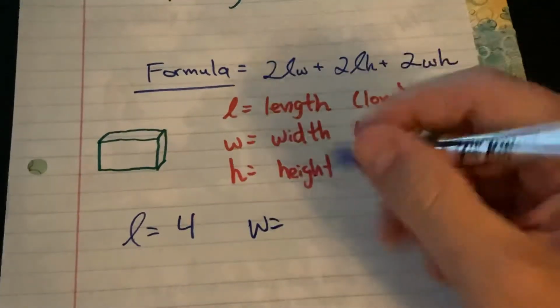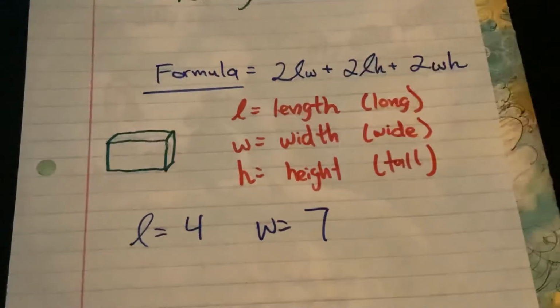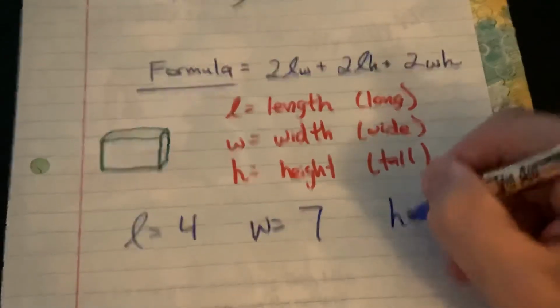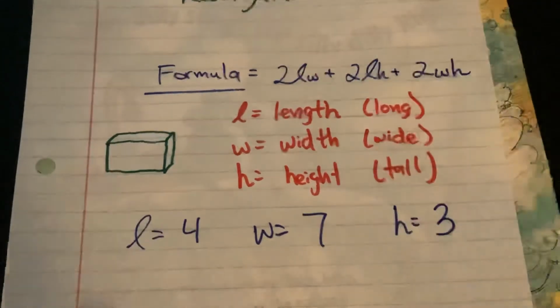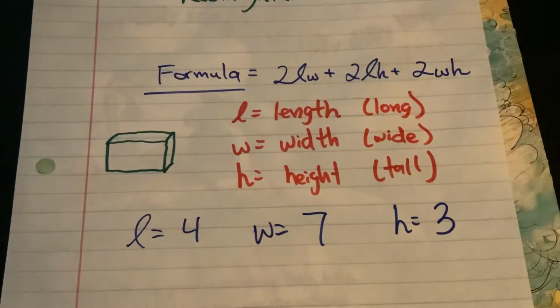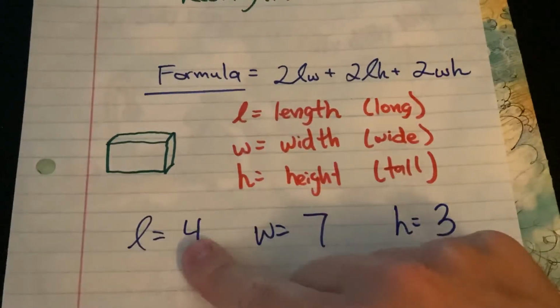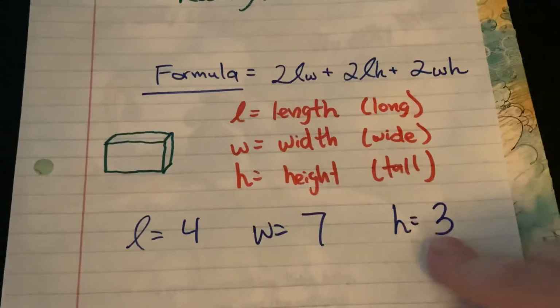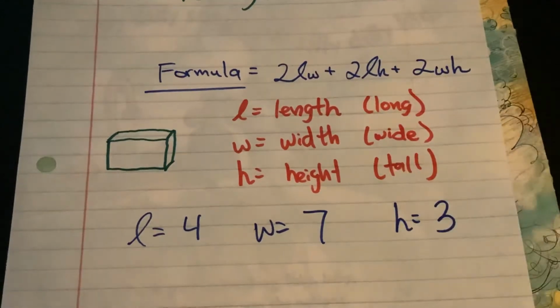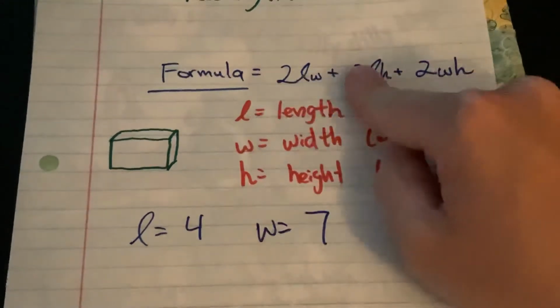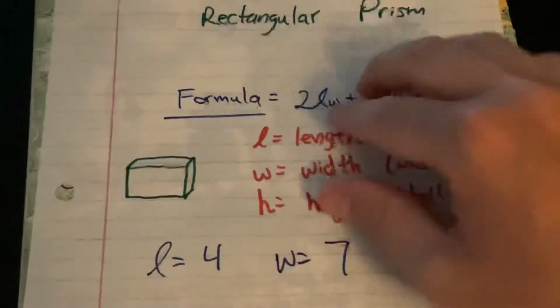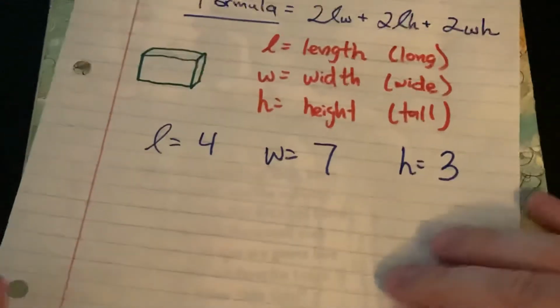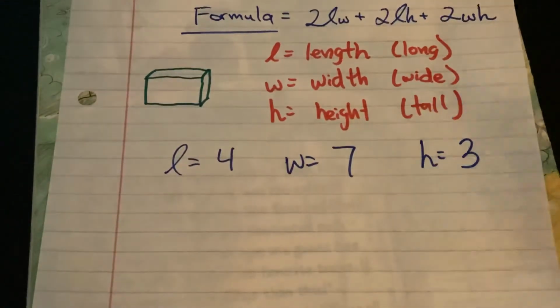W, let's say, is 7. I'm just making these up. And H is 3. So in your Google Doc, it's going to give you an L with a number, a W with a number, and an H with a number. We're going to use this formula to solve the surface area of the rectangular prism. I'm going to do one example, and then you're going to fly little birdies on your own.